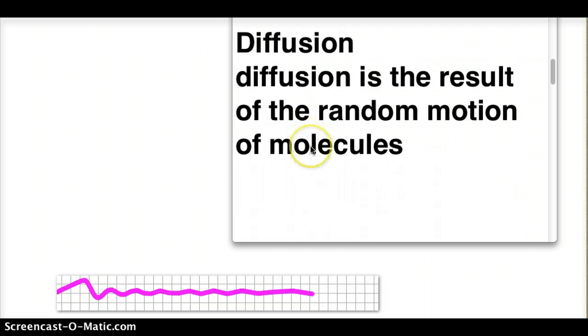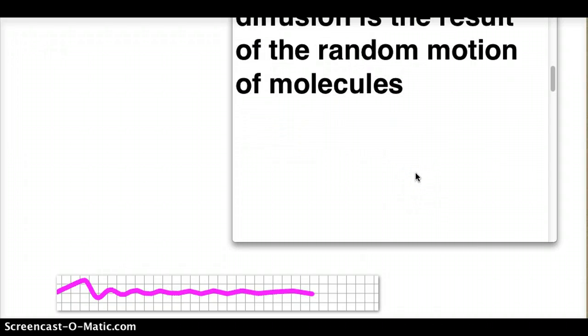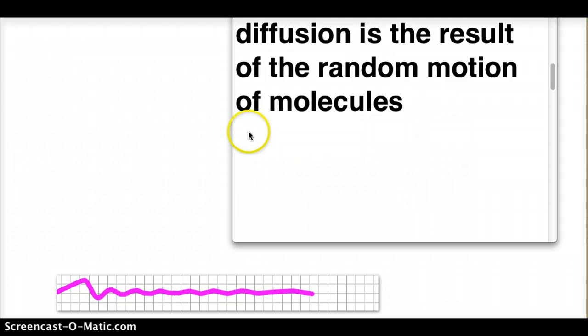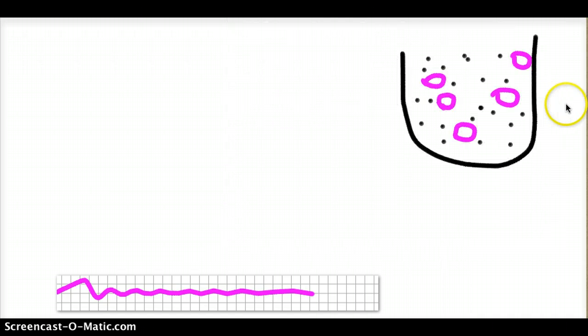Okay, so what is diffusion? Diffusion is the result of the random motion of molecules. What do I mean by that? Alright, I'm going to talk more specifically about it.